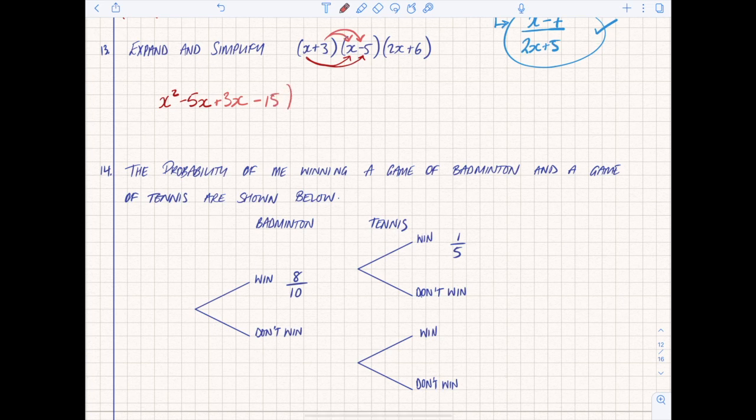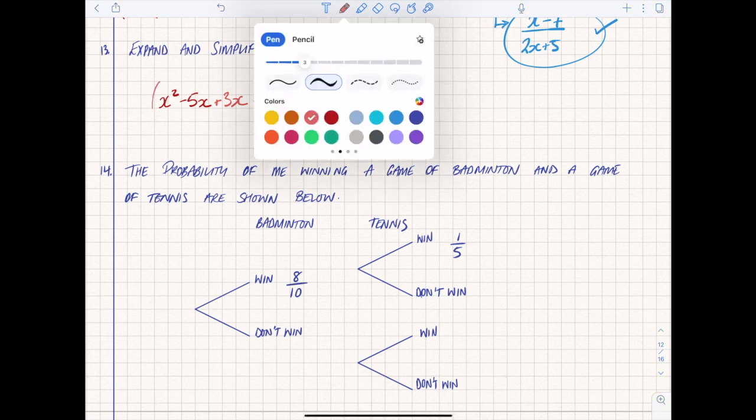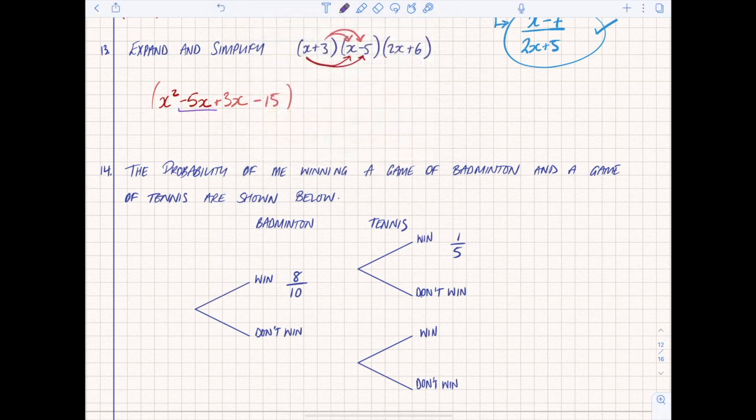So expand your first two brackets. Then from there, tidy that up. So now we tidy that up. X squared minus 5x plus 3x is minus 2x, and then minus 15. Okay, so all I've done there is do the first two brackets. That gets you a mark for doing that in the exam. From here, I now bring down that third bracket.